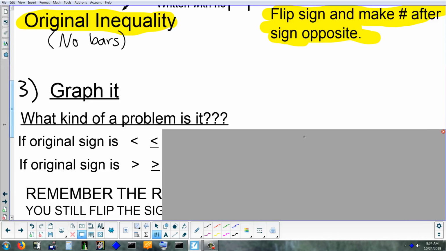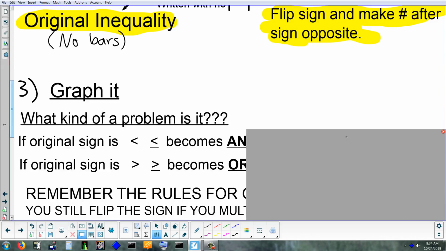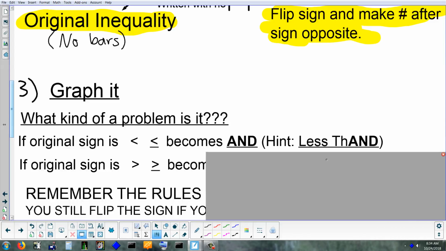What are these signs? What's this sign right here? Less than or equal to. Alright? If we have that, it'll become an and. So your hint, think less than. I know it sounds weird, but again, it does help sometimes. It's a less than, it's a less than. It's going to be an and problem.